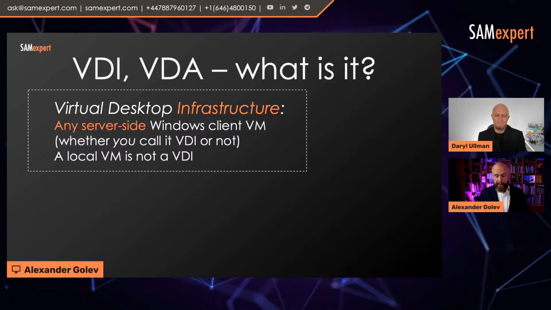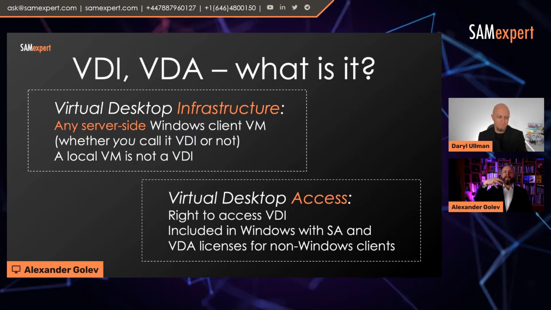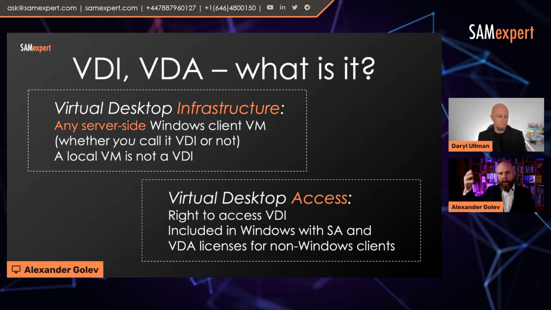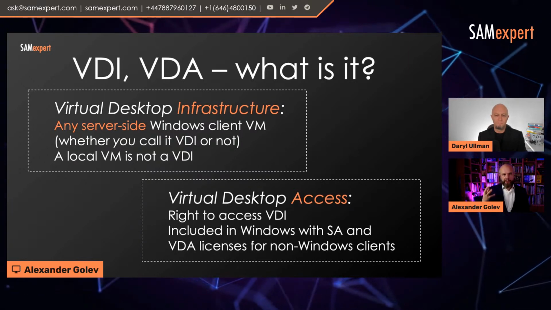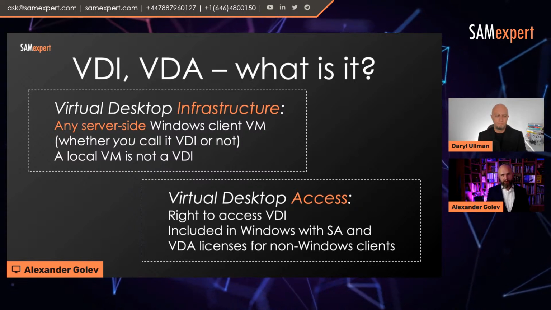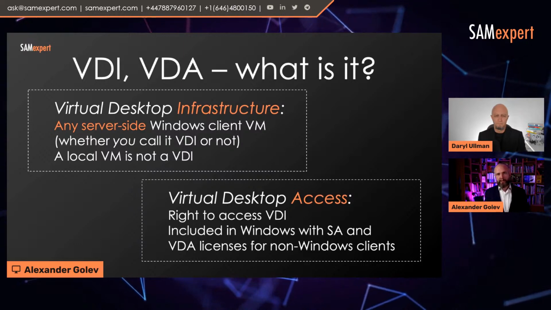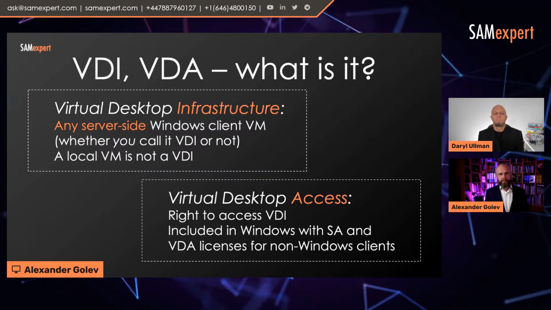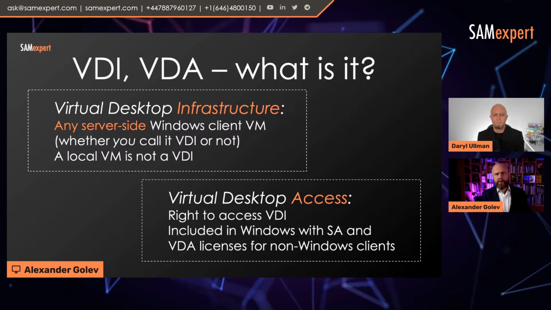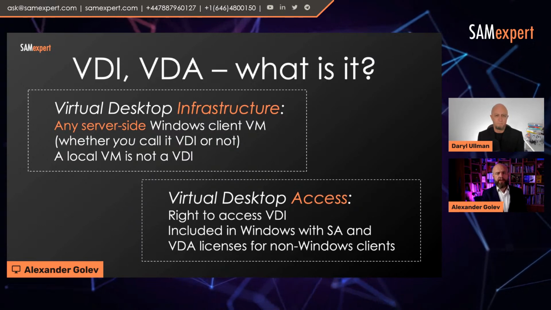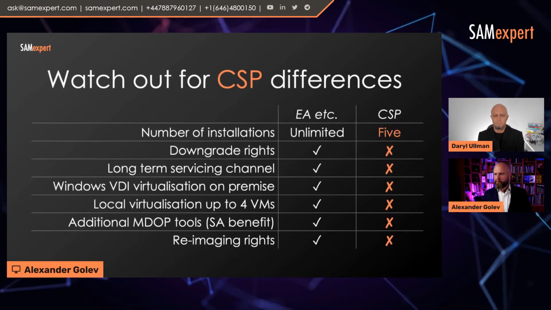When you think about how you license access, you need virtual desktop access licenses, which give you the right to access a VDI wherever that is. VDI rights are included either in Windows with software assurance, or there are specialized, dedicated VDA licenses for non-Windows clients, like iPad, or home clients which you don't want to license with Windows for some reason. But anyway, these are your two options. VDA licenses are always subscription licenses. There are no perpetual VDAs, but it's just a detail that you don't really need to know.